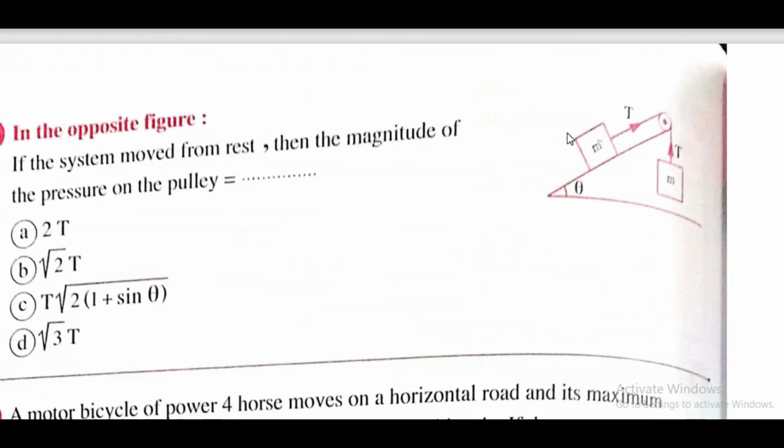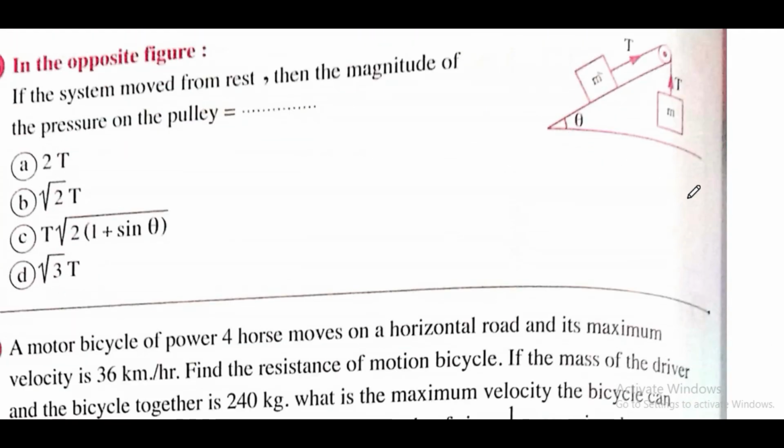Sixteen. If the system moved from rest, then the magnitude of the pressure. The pressure on the pulley is the resultant of the two forces T. This angle is theta, this angle is 90 minus theta. So the pressure equals square root of F1 square plus F2 square plus 2 times F1 times F2 cosine of 90 minus theta.